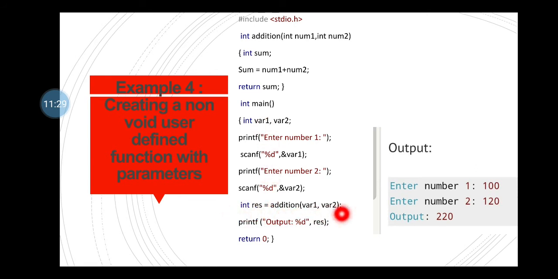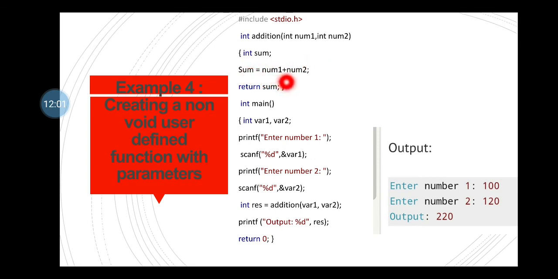When you execute the program, this will be your output. First it will go to this statement, enter the number 1. So for number 1 the user will enter, suppose, 100, enter number 2, the user may enter 120, and then we are calling the function addition. So result is equal to addition var1 comma var2. The value of var1 is 100, the value of var2 is 120. These are the actual parameters. Then it will go to the function definition, and it will execute.